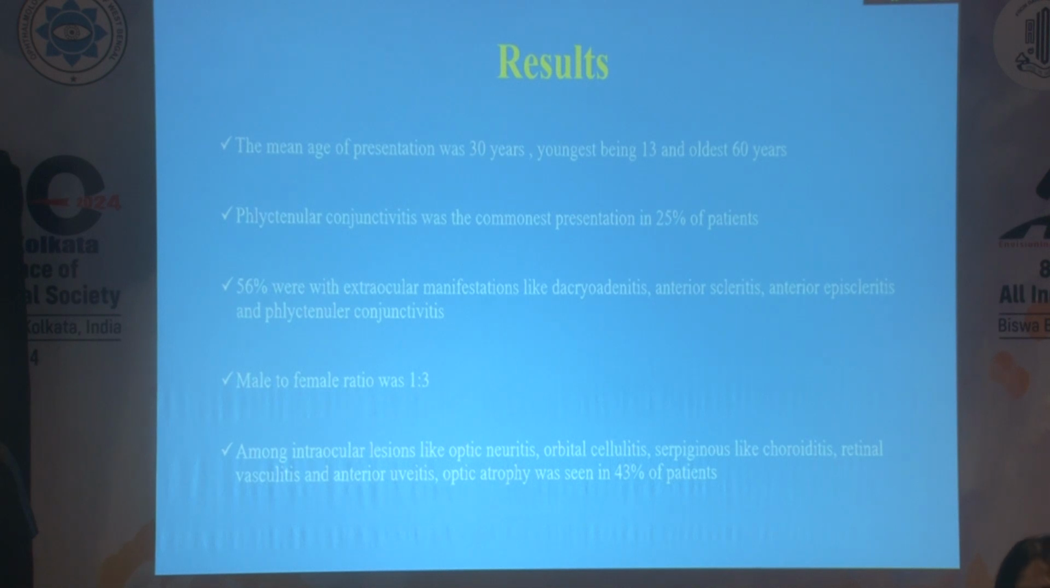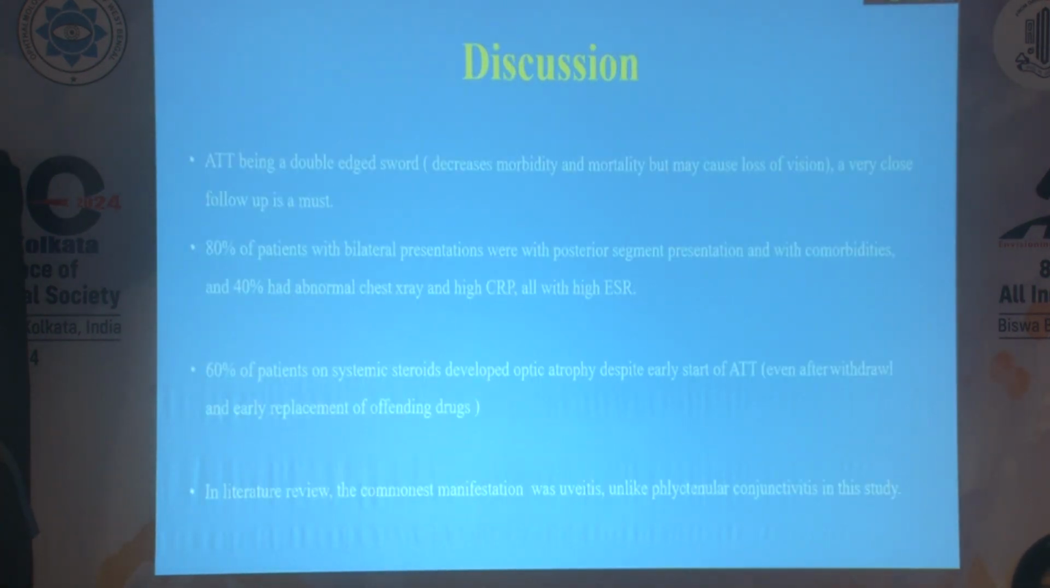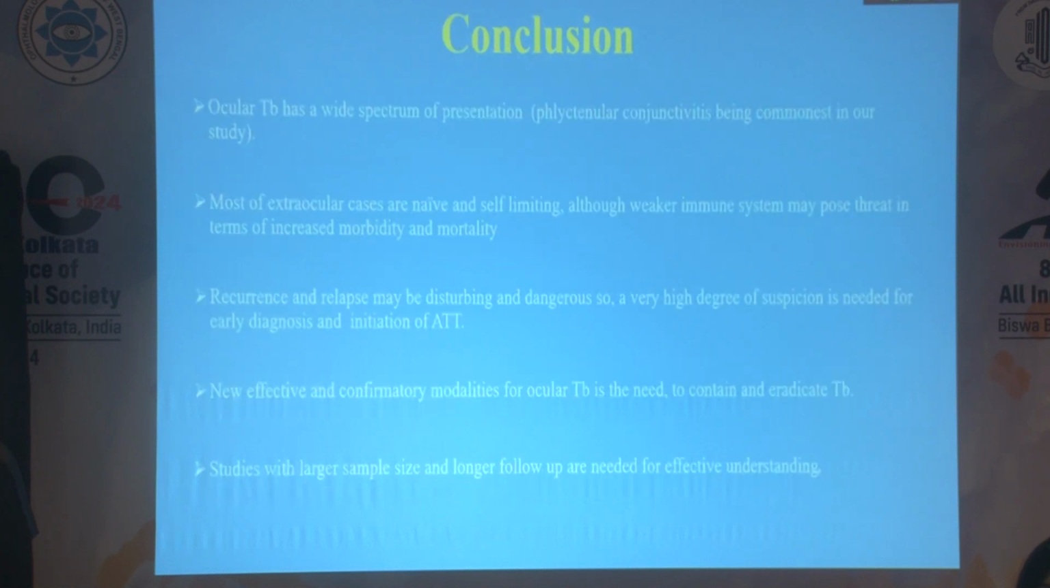56% were with extraocular manifestations, and among intraocular lesions, 43% patients showed optic atrophy. So 80% of the patients with bilateral presentation were with posterior segment presentation and with comorbidities, and 40% had abnormal chest X-ray. 60% on systemic steroids developed optic atrophy.